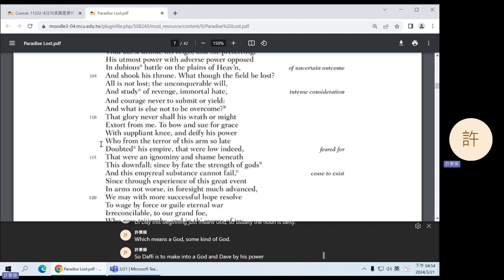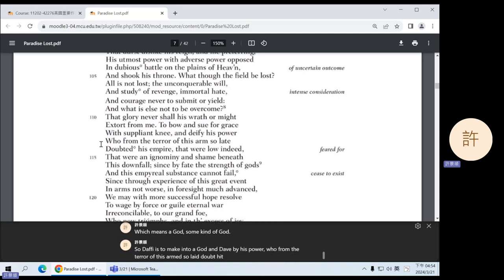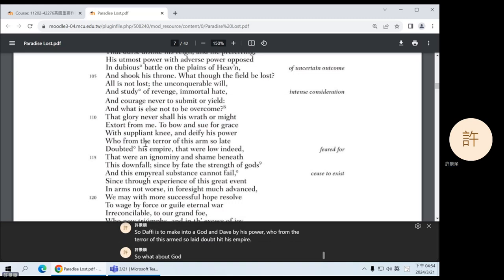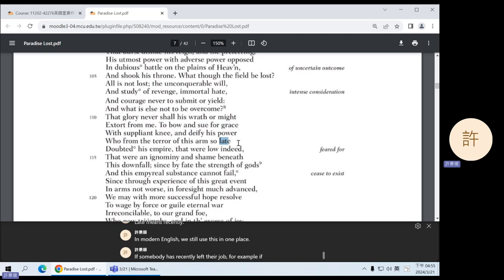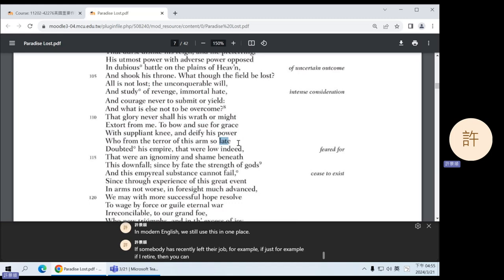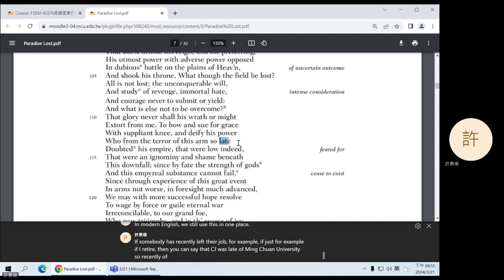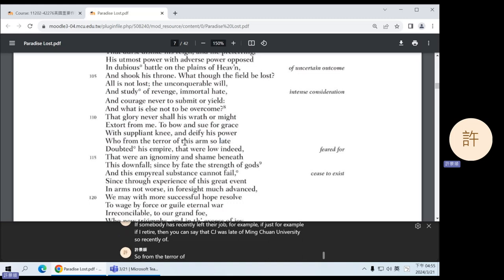And deify his power, who from the terror of this arm so late doubted his empire. So what about God? From the terror of this arm, here Satan is talking about his own weapons. In fact, you can even imagine him raising his own arms and his own weapons. Late means recently. In modern English, we still use this in one place: if somebody has recently left their job, for example, if I retire, then you can say that CJ was late of Mingchuan University. So, recently of. So from the terror of this, my arm so recently, doubted his empire, so feared for his empire.